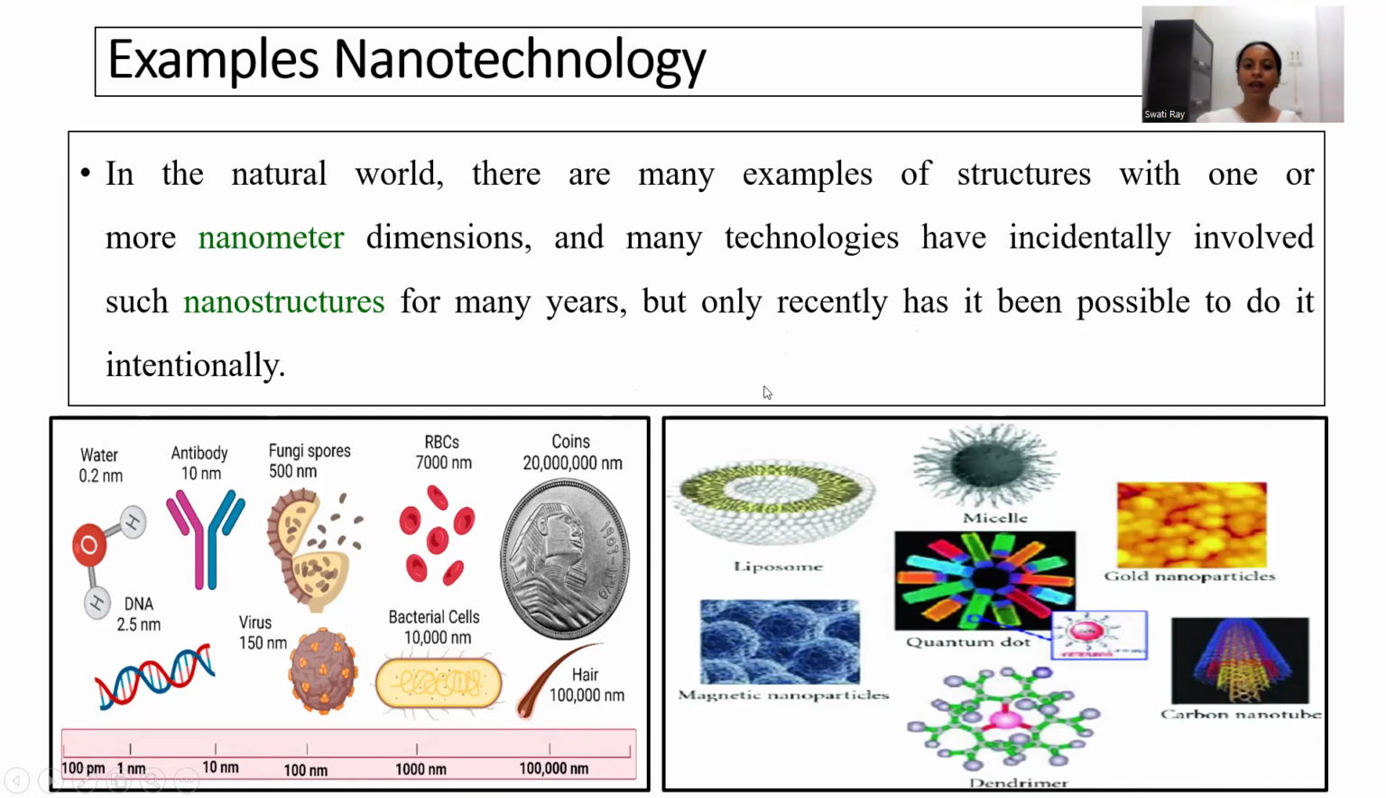Further, the examples of engineered nanomaterials or nanostructures are liposomes, micelles, gold nanoparticles, quantum dots, magnetic nanoparticles, dendrimers, and carbon nanotubes.